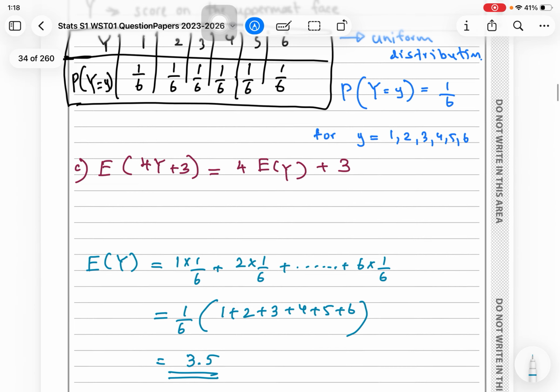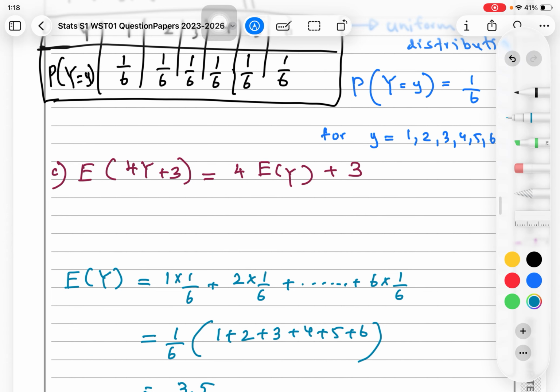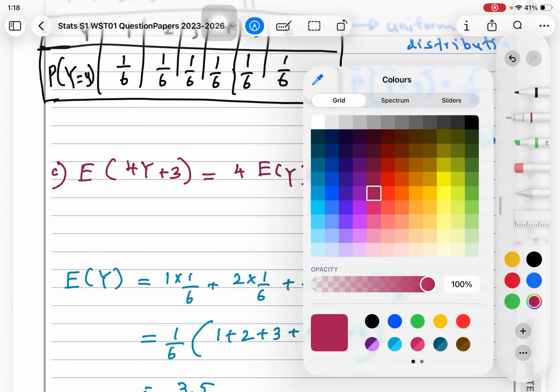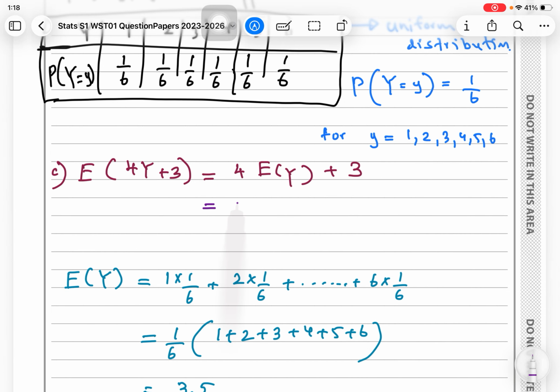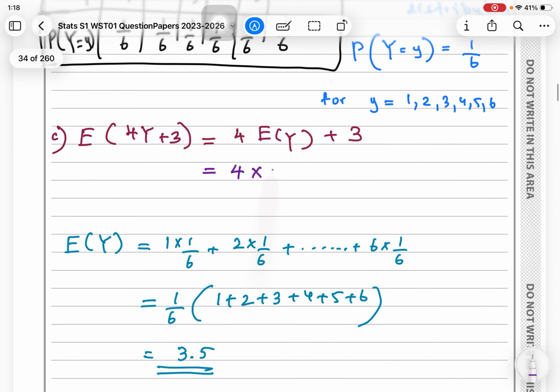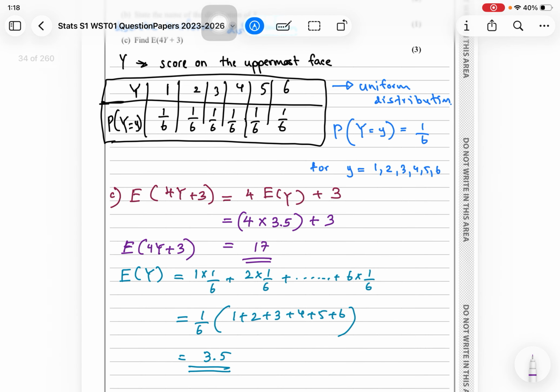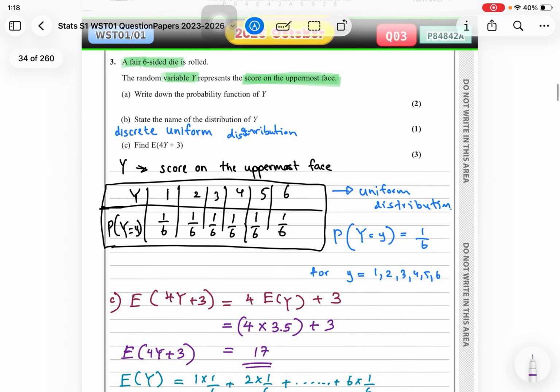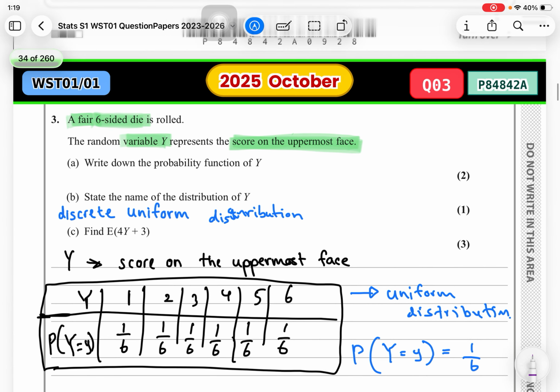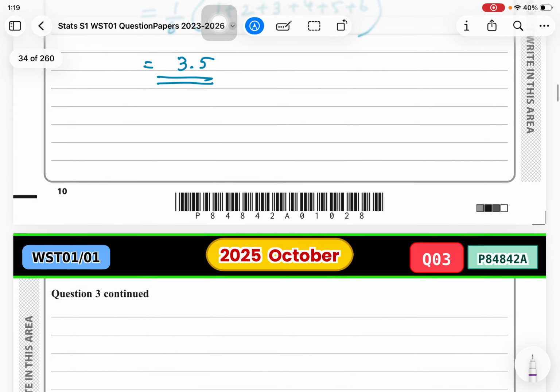Once we have the E(Y) value, it's just a matter of coming back and substituting it here. This is going to be 4 times 3.5 plus 3, which gives the value 17. So this is our E(4Y + 3) value. This is how you do it. This is a pretty straightforward question and an easy 6 marks. Thank you.